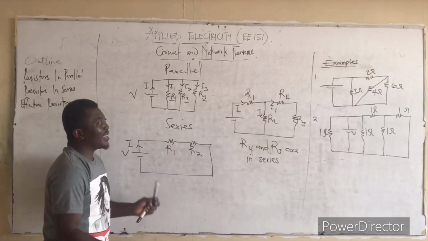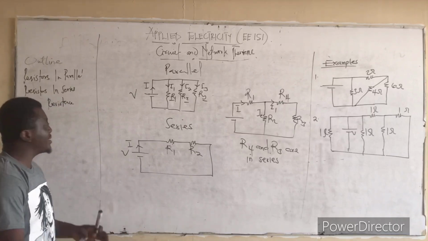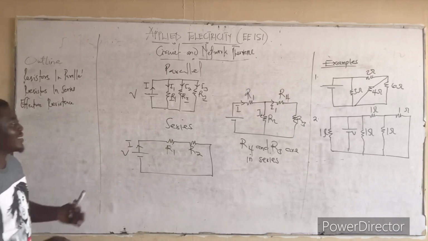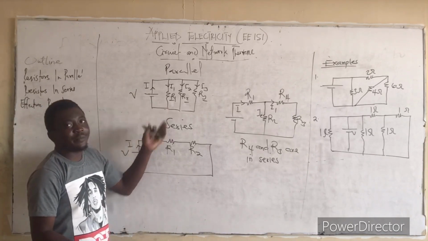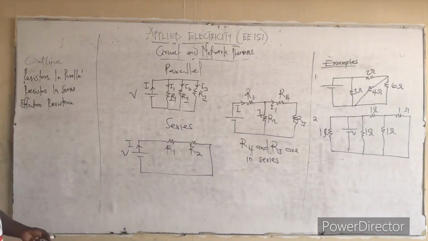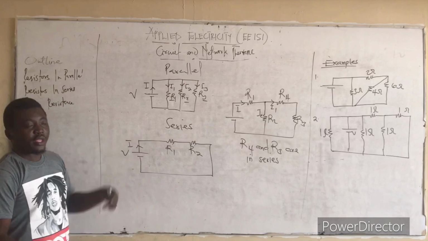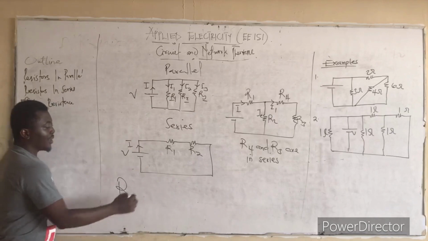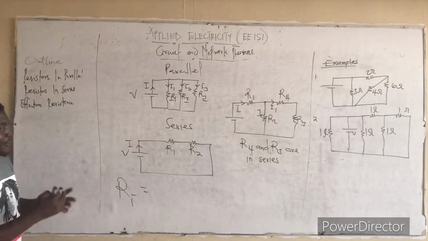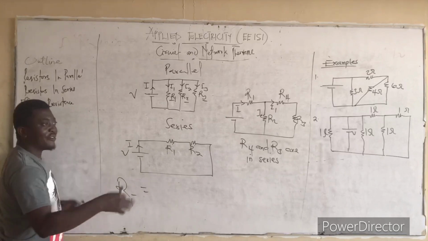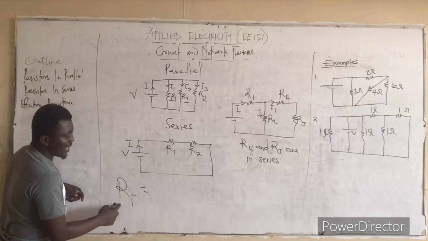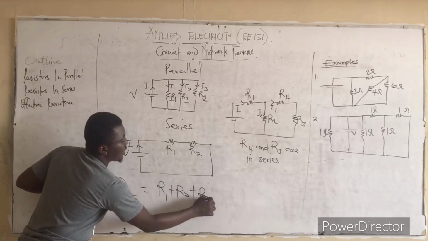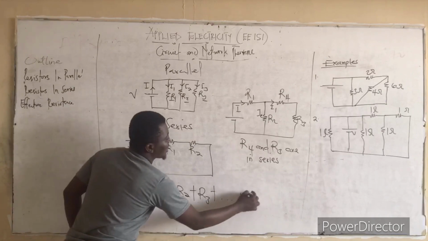So they can give you a circuit to calculate the effective resistance. But to calculate the effective resistance, you must first identify, are they in series? Are they in parallel? If they are in series, what should you do? If they are in parallel, what should you do? If they are in series and you want the total resistance, it is just the sum of the resistors in series. So if you have n resistors in series, the RT is going to be R1 plus R2 plus R3 plus ellipsis plus Rn.